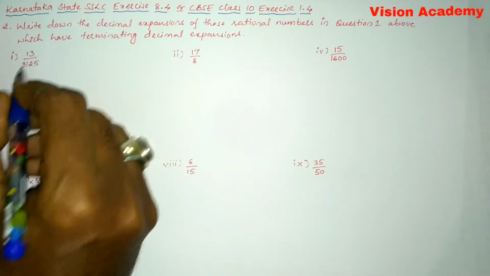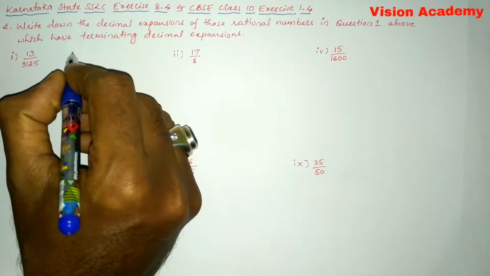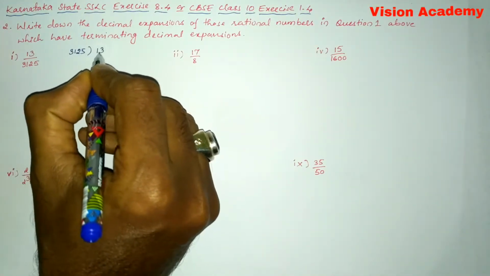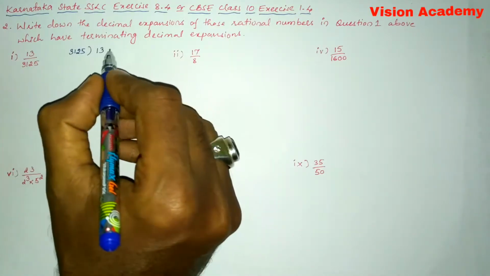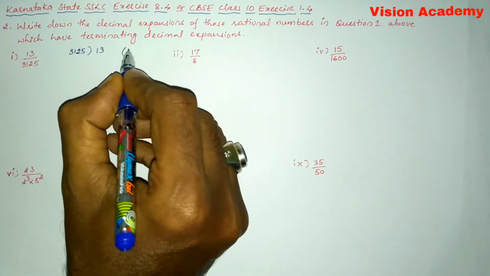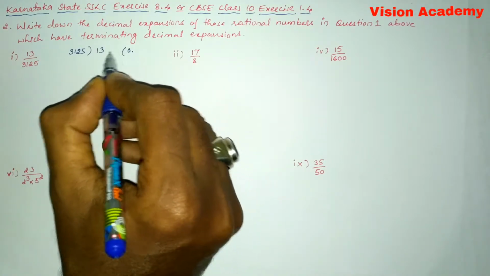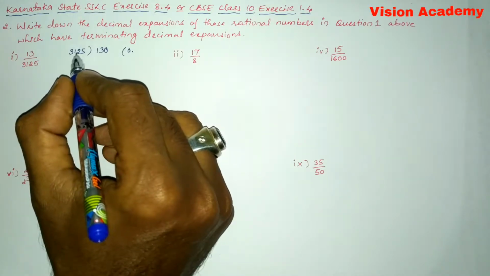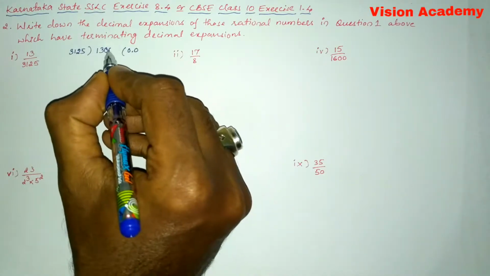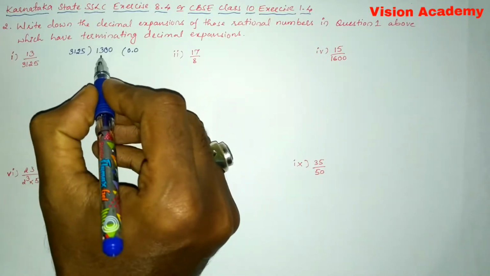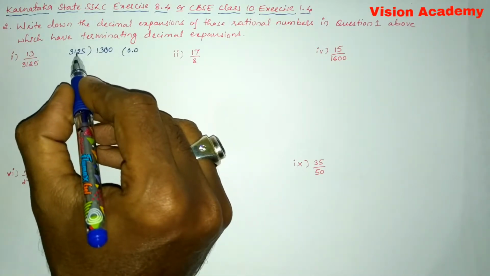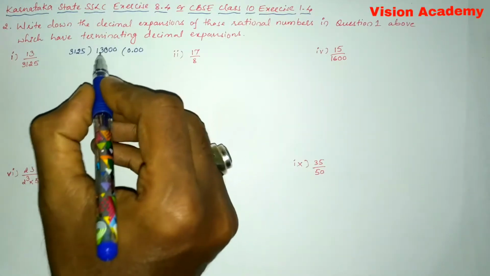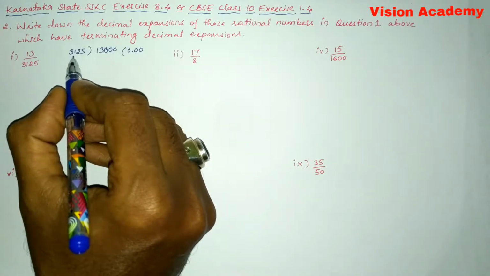So divide 13 by 3125. So let us write 3125 and divide 13 by this number. Here we'll take 0 point. As soon as we take 0 point, 1 0 will be added. So here 130 is less than 3125. So let us take one more 0 and add one more 0 here. Even though it is less than 3125, take one more 0. Now it will become 13,000. So 13,000 is greater than 3125.